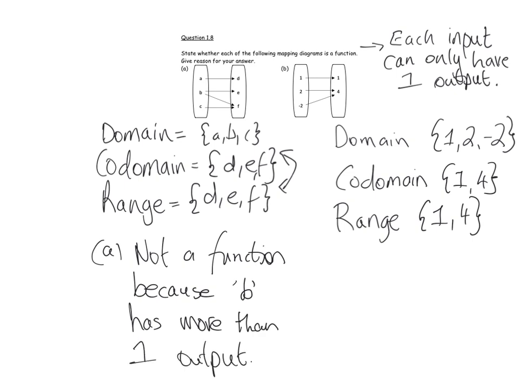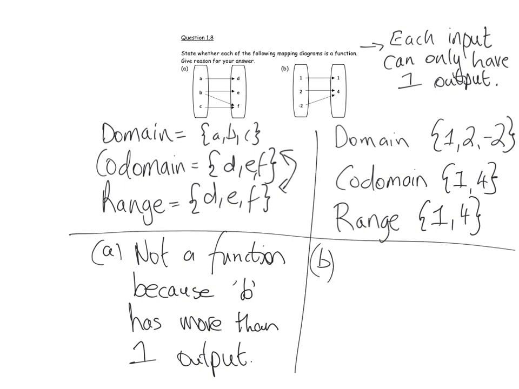I'm hoping that's okay and makes a bit of sense. Now for B, bear in mind each input can only have one output. Here 1 maps to 1, which is perfect. 2 maps to 4, so the input 2 only has one output, which is 4. And minus 2 maps to 4, which is also fine because minus 2 has only one output. So B is a function.